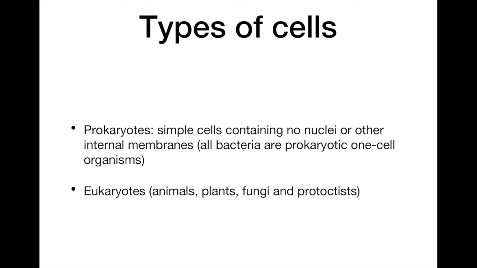Pro means before, and karyon means nucleus. They are on average about 1,000 to 10,000 times smaller in volume than cells with nuclei, and are much simpler in structure. For example, their DNA lies free in the cytoplasm. Organisms whose cells possess nuclei are called eukaryotes. Eu means true. Their DNA lies inside a nucleus. Eukaryotes include animals, plants, fungi, and a group containing most of the unicellular eukaryotes known as protists.